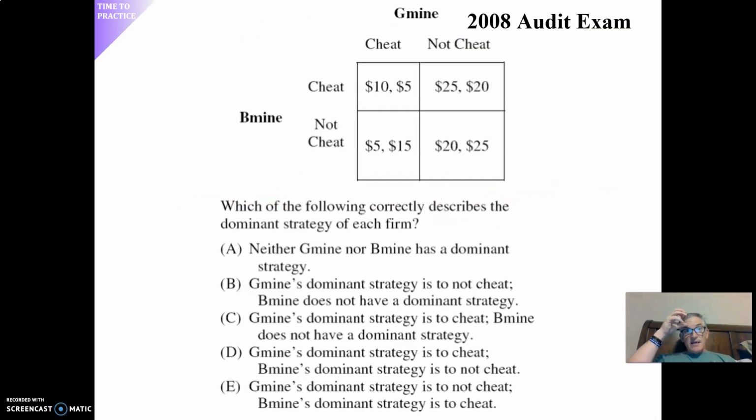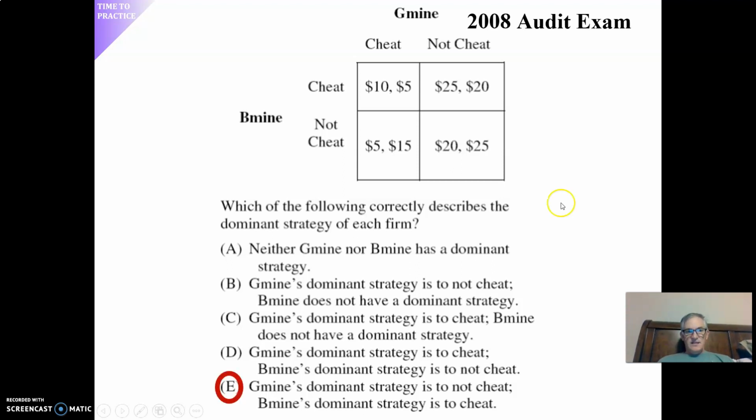This is a practice from the 2008 audit exam. It says, which of the following correctly describes the dominant strategy of each firm? Remember, I told you this would be black and white. One thing that I always do is circle firm 1. Then I would circle 10, 5, 25, and 20. That way I knew that those numbers belong to firm 1. So you practice this one yourself. I don't want to pop the answer up. Pause the video, try this one on your own, and then restart the video and see how you did.